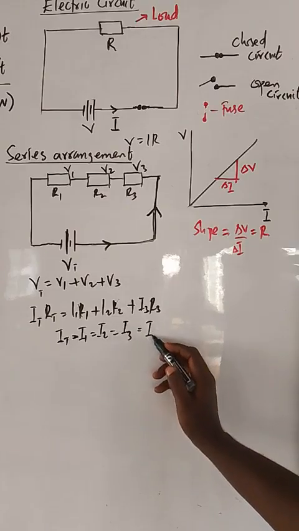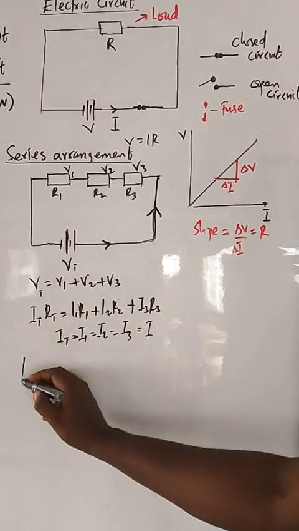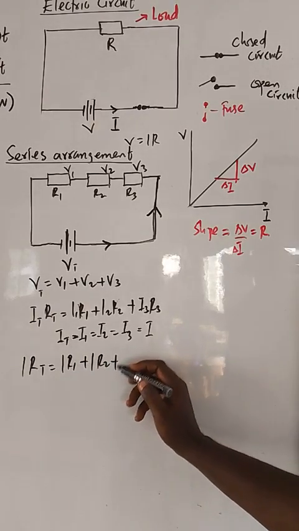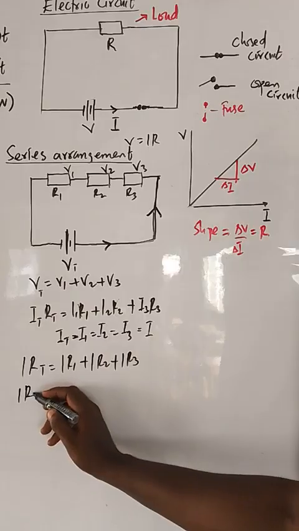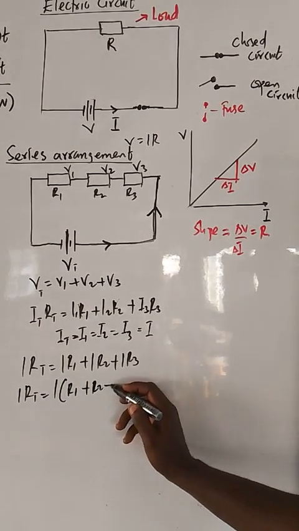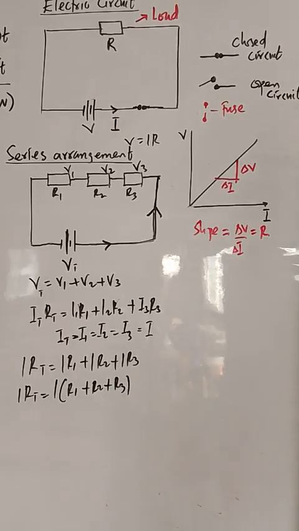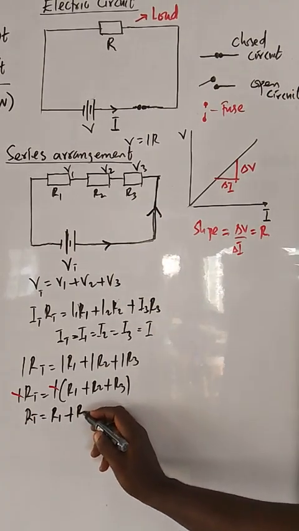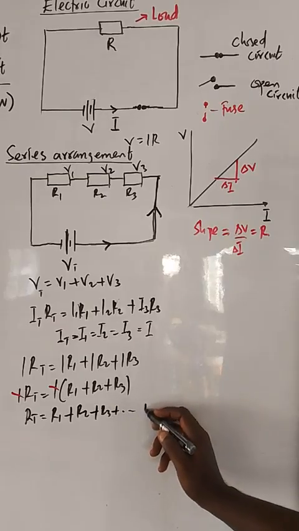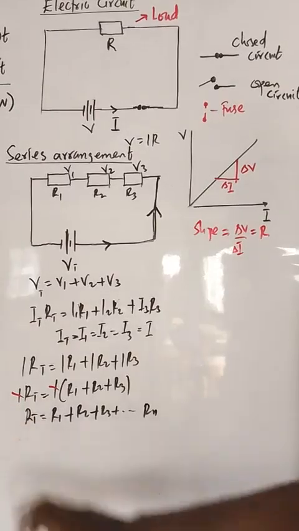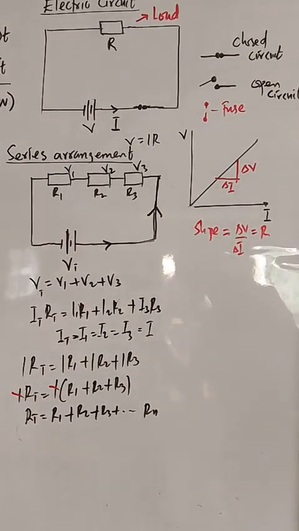So let's call everything I. So I can come and replace this I total with what? I R total equals I R1 plus I R2 plus I R3. Then from here I have I R total equals, I is common. If you factorize I, we have R1 plus R2 plus R3, and from here this I cancels this I. So it means if you have resistors in series, the effective resistance is the sum of the resistance of every resistance. Even if you are more than 3, you keep adding. So that is what? Effective resistance, or the total resistance, or sometimes they call it resultant resistance.